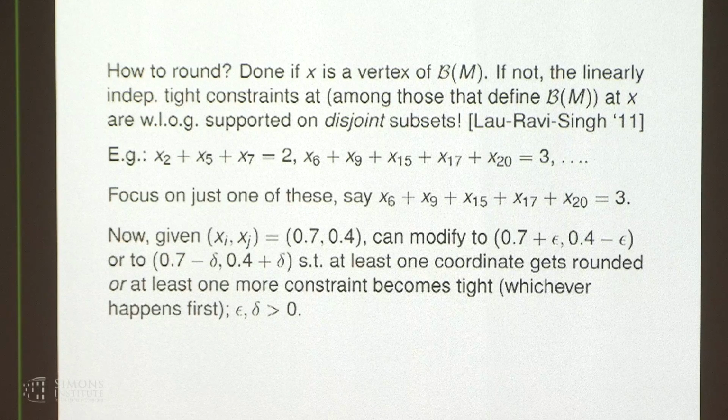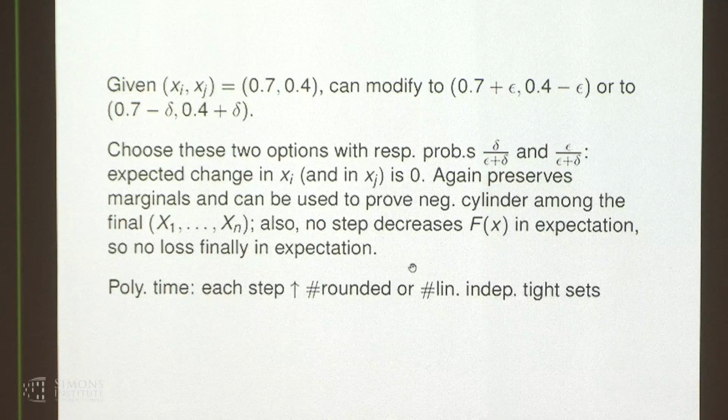We don't have the luxury of maybe taking epsilon to be 0.3 and delta to be 0.6 like we had last time. Epsilon and delta could be smaller, but still, right? So now we just do essentially the same as before. You have two options for perturbing this pair. Perturb them with probabilities proportional to delta and epsilon, so that again the marginals don't change. In the first move, 0.7 plus epsilon, 0.4 minus epsilon, make it with probability proportional to delta, and the second move, make it with probability proportional to epsilon.